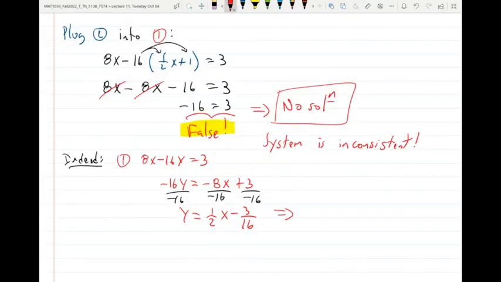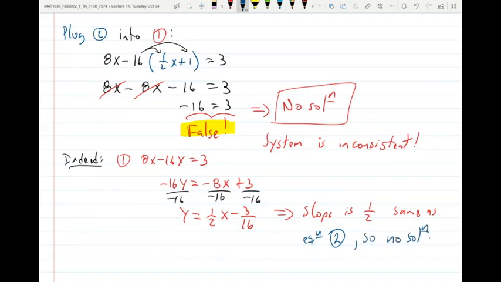So let me say here, the slope is 1/2, same as equation 2. So no solution. Because remember, when the slopes are the same, that means that there are no solutions, provided the y-intercepts are different.